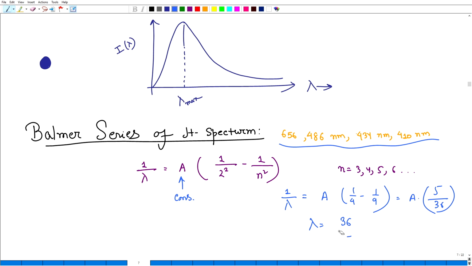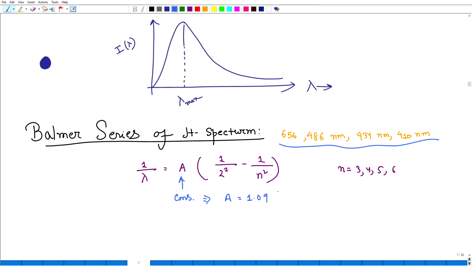So, there are 4 lines, correct? That is why n is 3, 4, 5, 6. He did that calculation and obtained that A should have a value around 1.09678 times 10 to the power 7 meter inverse. It should be, because this is a constant and lambda has the unit of meter, so A should have the unit of meter inverse. It's straightforward.